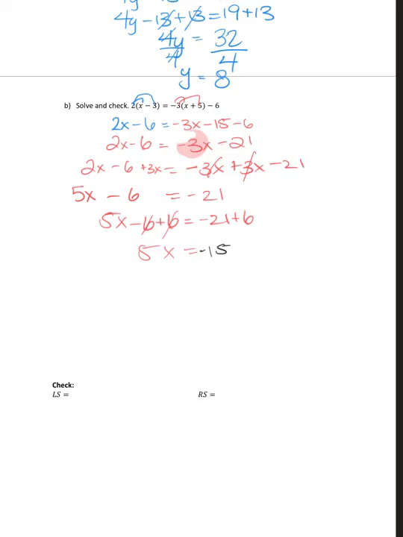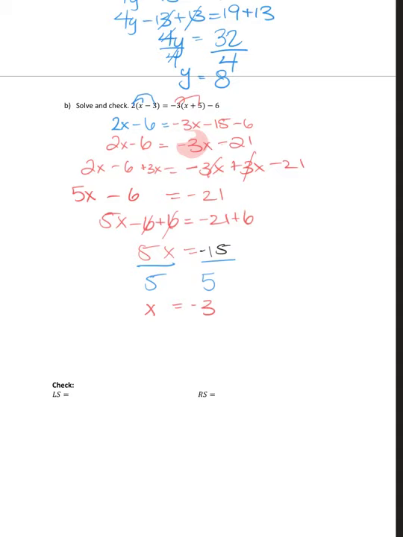And I'm going to ask myself, what's happening between this 5 and this x? Well, we said multiplication. So to undo multiplication, I'm going to divide. So I divide both sides by 5. Okay. 5 divided by 5 is 1. That's going to leave x on my left-hand side. And negative 15 divided by 5, that's going to leave me with negative 3.